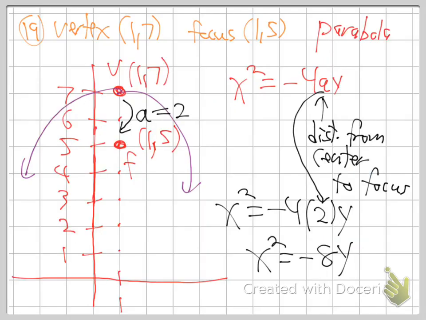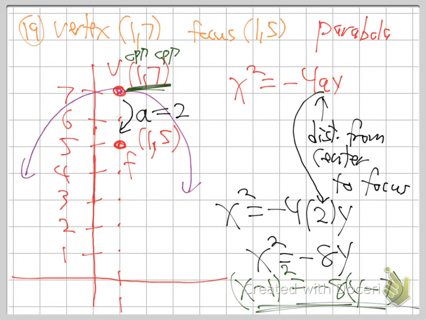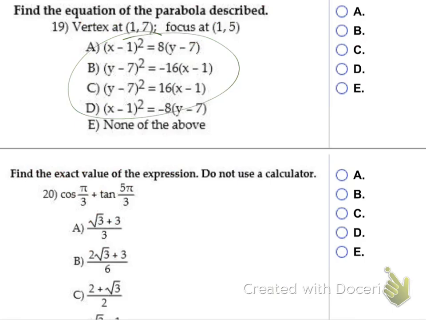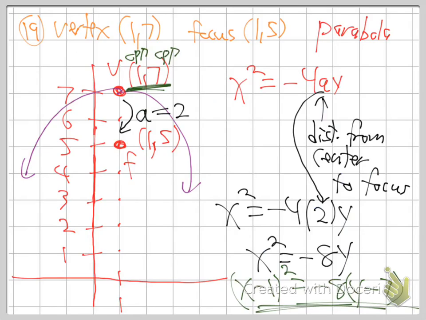So everything I did would be true if that was at 0, 0. I mean, it's all good so far. I don't need to back up or anything. I just need to toss on the fact that the center is not 0, 0. It's 1, 7. Remember how that works? Opposite, opposite. So this would be x minus 1 squared and y minus 7. Right? So that's the real deal. X minus 1 squared equals minus 8 times y minus 7. So it's D, isn't it? There it is, D. Are we good on that? You remember that?